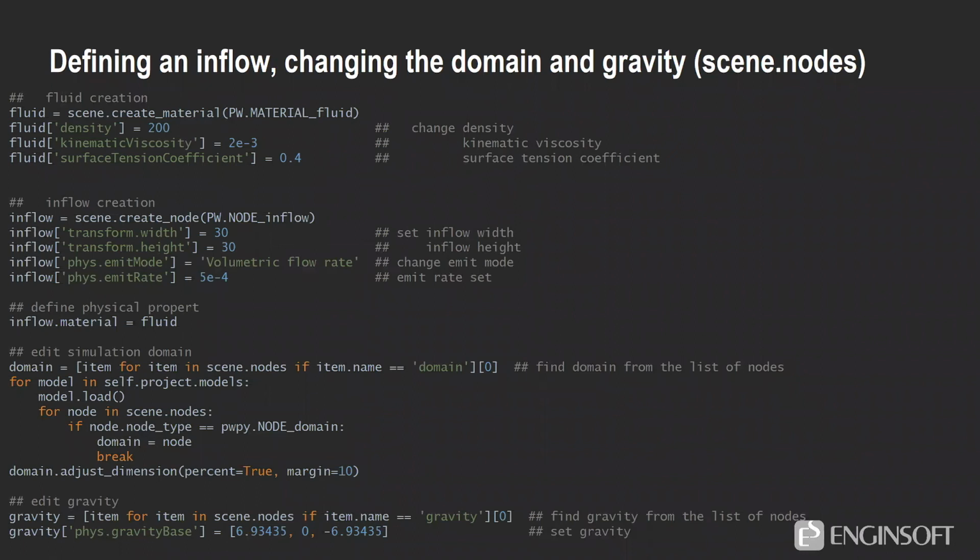And then here is a check of the simulation domain. It's a for loop to adapt the domain, to find the domain. So this part of the code will loop through the nodes, find the domain, and adjust the dimension of the domain.